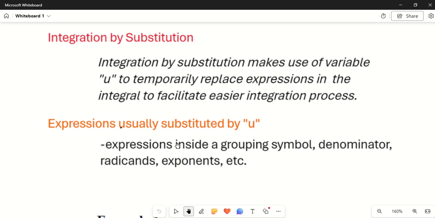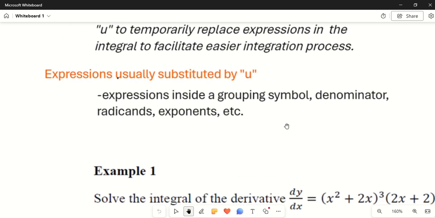So usually, expressions that can be substituted by u are the expressions found in a grouping symbol. It can be the denominator of the derivative, they can be radicands, or they can be exponents. And sometimes, upon observation, you can actually identify expressions that can be substituted by u. Now, let's look into the process of substitution.